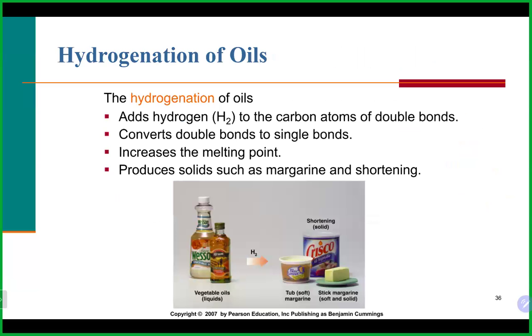As I mentioned before, hydrogenation converts some of those double bonds into single bonds and increases the melting points. That is how we produce things like margarine and shortening, which are more solid fats, but still not super solid, right? Like on a piece of steak or something like that.